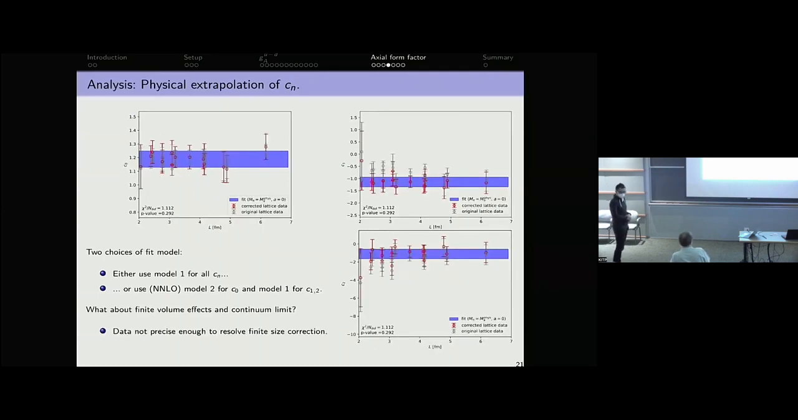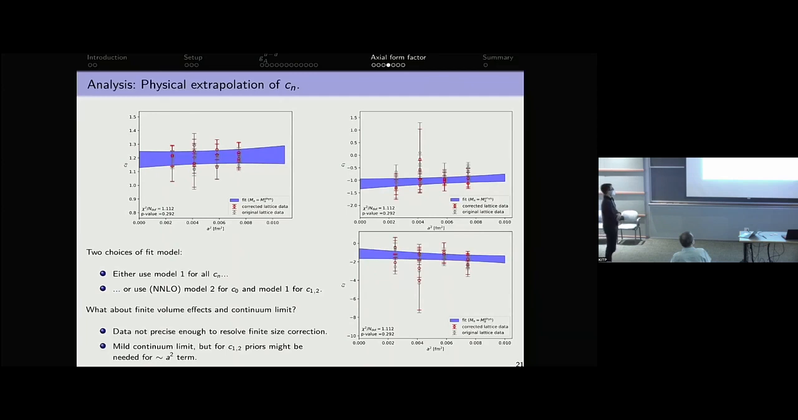Of course, you also have to take the finite volume and continuum limit. This is also included in the fit model. But here, since the data is much less precise, you simply find that you cannot really resolve any finite size correction. There might be some effect if you go to very small data, but the error covers everything. So that doesn't do anything. We find again a fairly mild continuum limit, but now you might need some very mild priors to stabilize the fit for the a squared term for the coefficients C1 and C2.